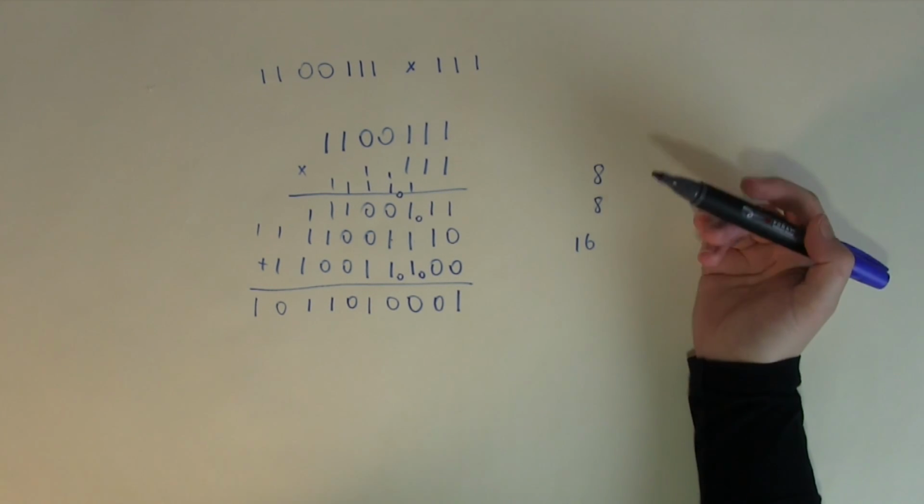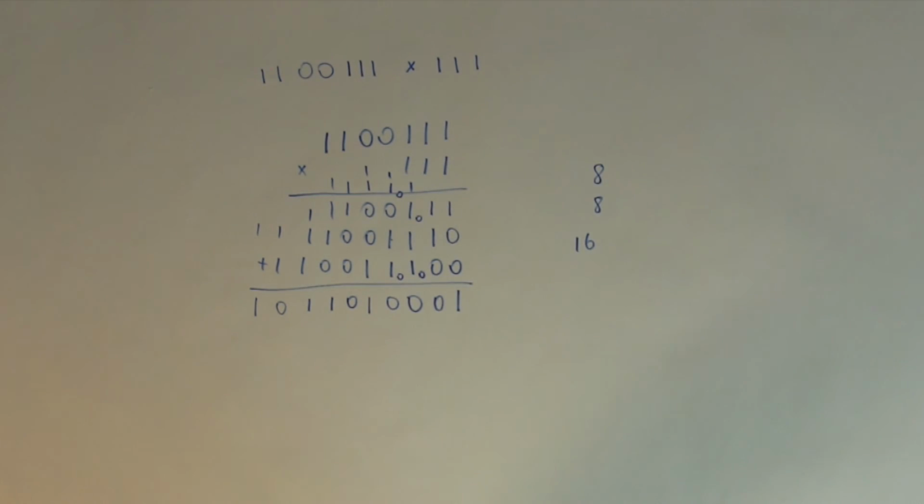Well, I hope that this helps you to carry out multiplications in binary numbers. Don't forget that there is another method. So if you find this method a little bit too complicated, you can always go back to the other method, which is the partitioning method.